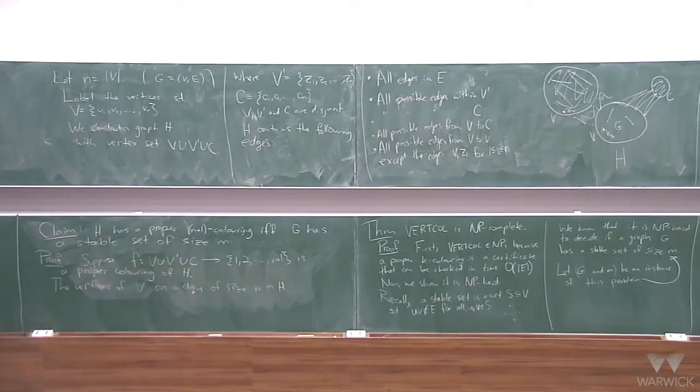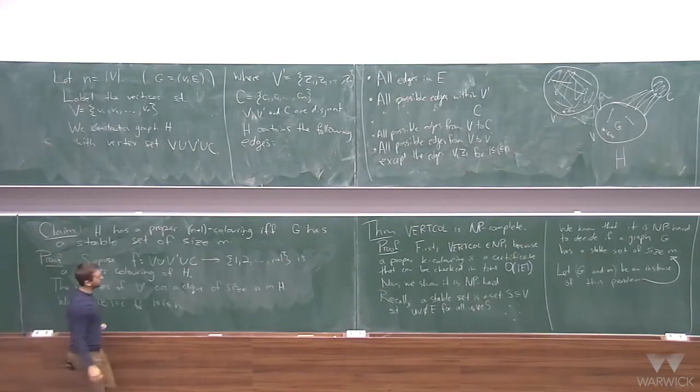Okay, so the vertices of V prime are a clique of size n. So therefore, they have to get different colors. And without loss of generality, because we can always rename the colors however we want, right? We can kind of permute the different labels of colors. Without loss of generality, we can assume that f of z_i equals i for i from 1 to n. Right? You have a clique of size n, they all get different colors. We might as well assume those colors are the numbers 1 up to n, right?